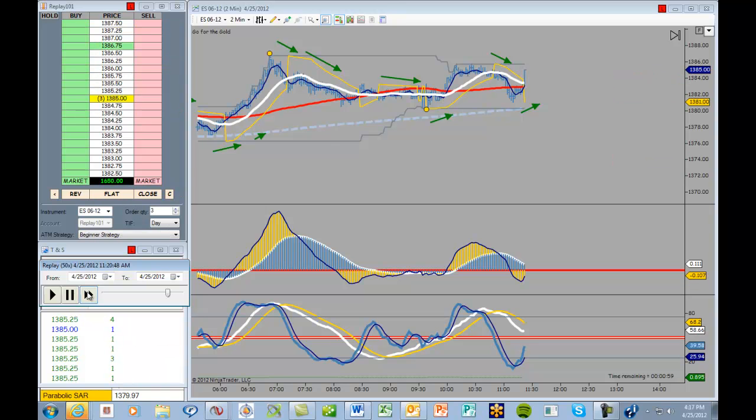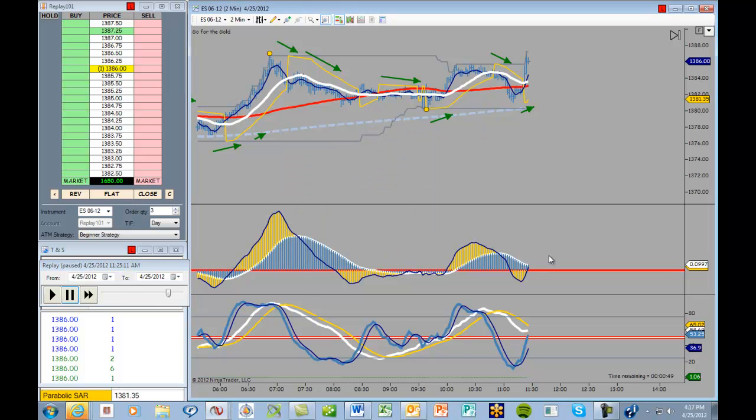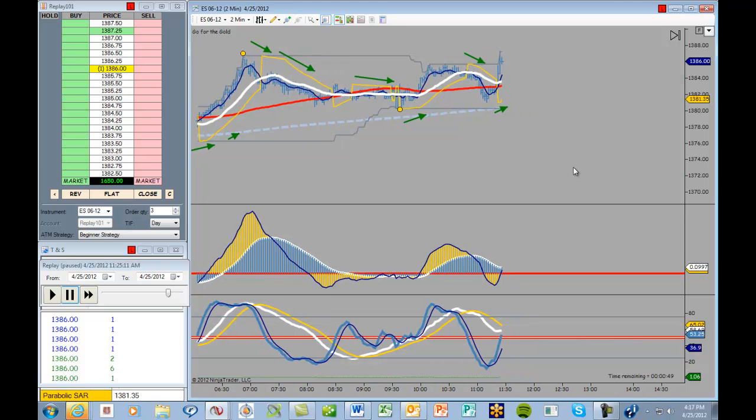As a general rule, when you have a conflict between the two stochastics, I'm pausing that for a moment. Remember that the two-tone blue is going to be the faster, more sensitive one, and that's the one that you're going to be dealing with primarily. Okay, now turn back on.